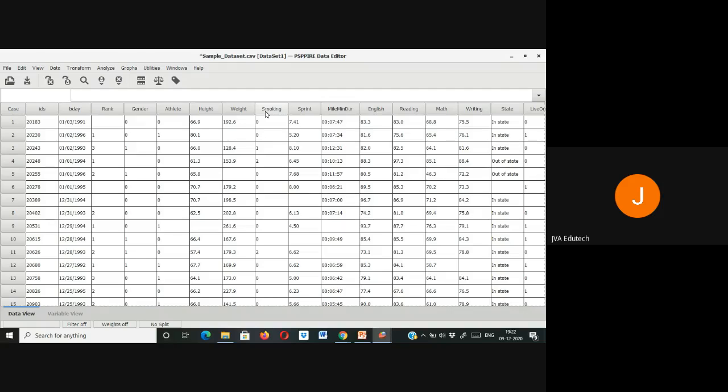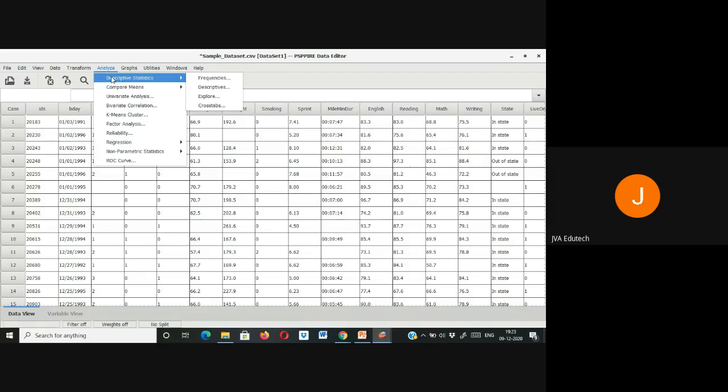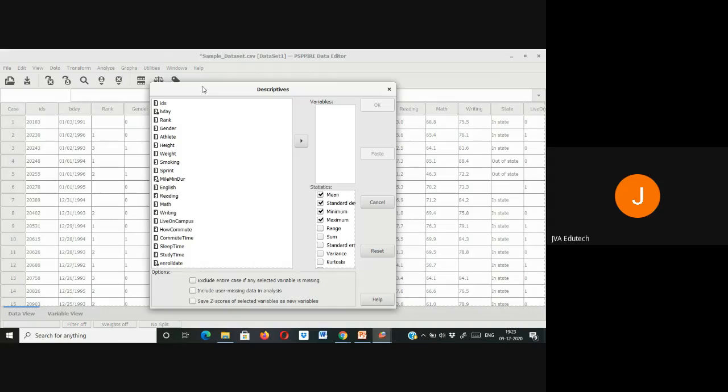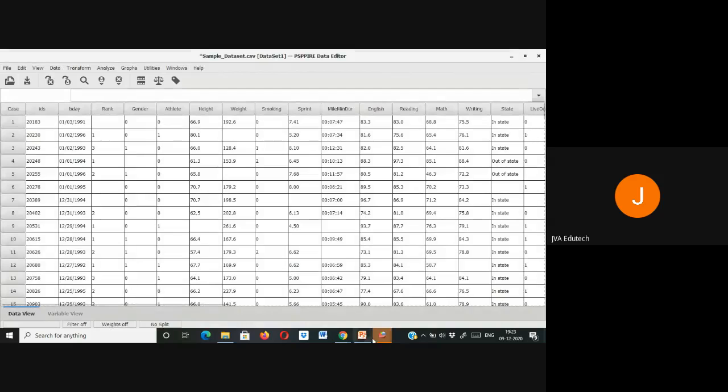So before the test, as in the paired t-test and the independent t-test, we have looked at the descriptives. Similarly, here also we will look at the descriptives. So we'll go to Analyze and then Descriptive Statistics and Descriptives. And here we will see only the sprint time.